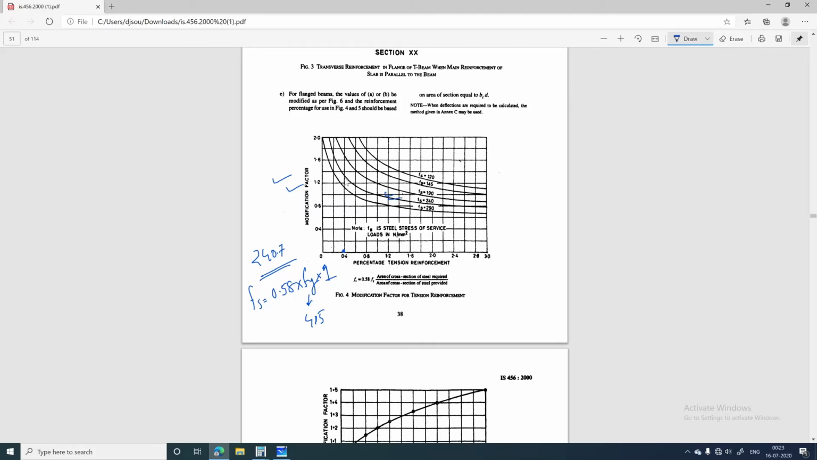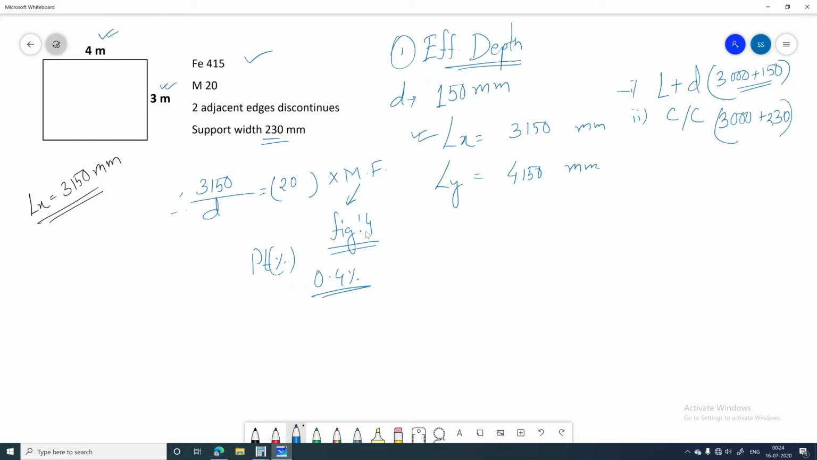So for 0.4%, the value that we got for the modification factor is this one, this is the intersection point and this is the curve. This is near about this portion, so this is 1.2, this is 1.4, so this is near the middle portion, that is, we consider it as 1.3. Okay, so let's put here 1.3.